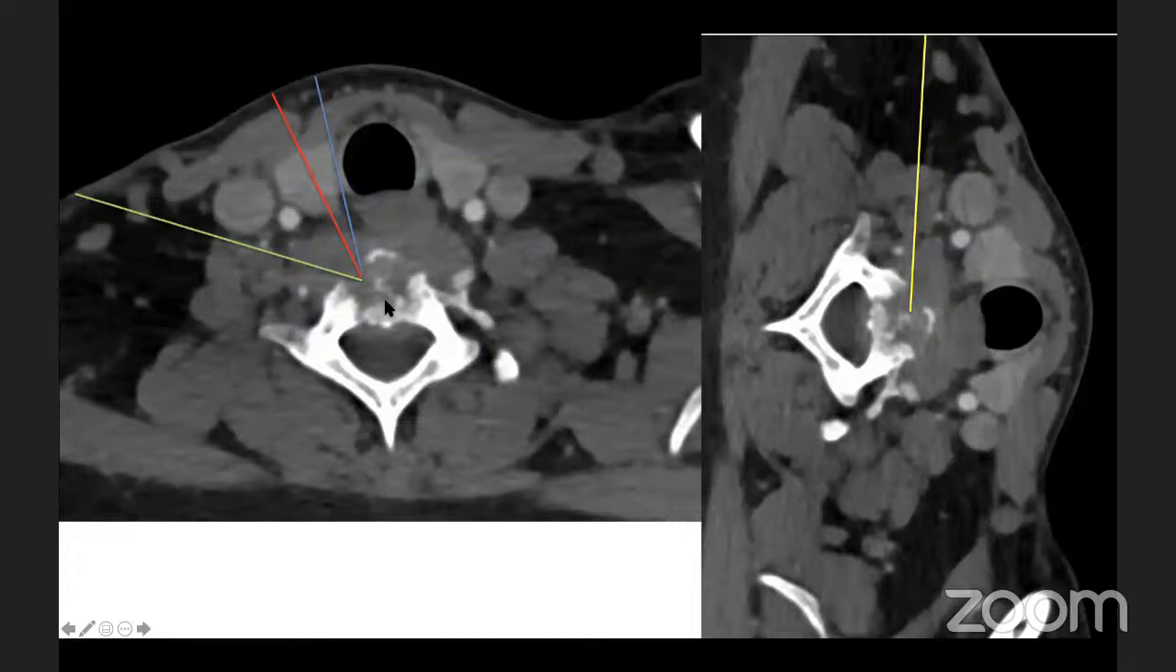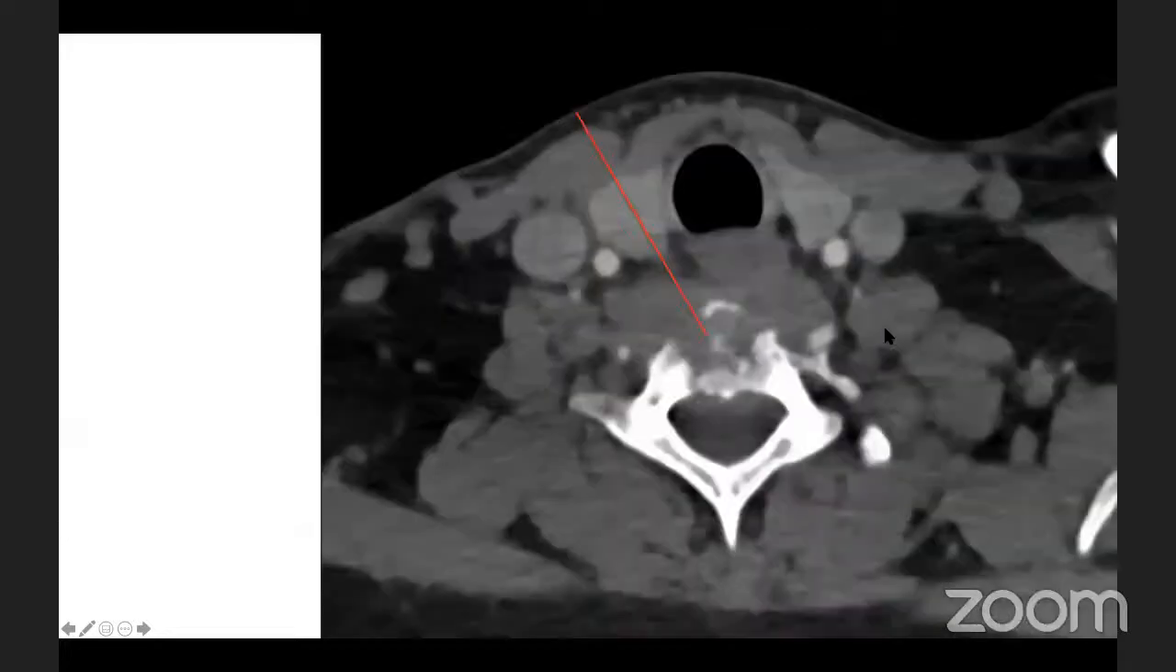And what are your approaches? Do you go between the trachea and the thyroid? Do you go through the thyroid? Do you go behind the internal jugular vein? Or do you make the patient decubitus and take this tortuous approach? And this is used, okay? So it's not something that I've made up here.